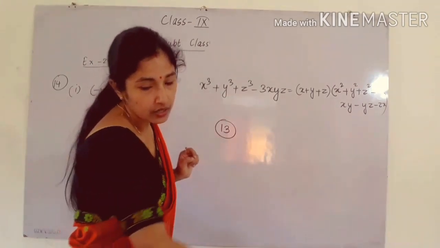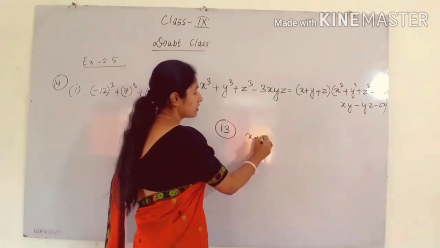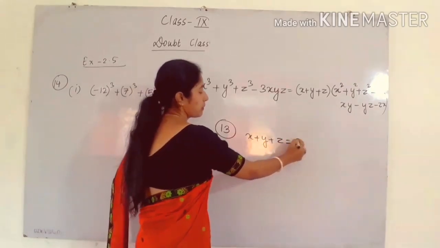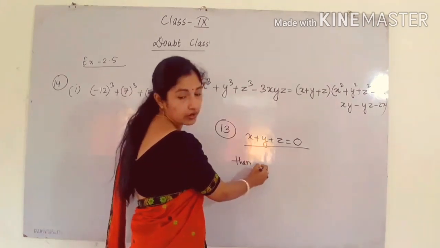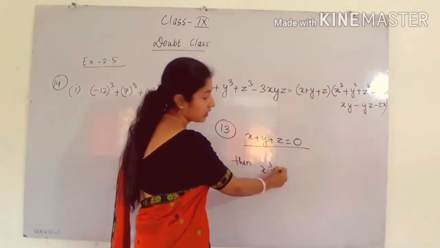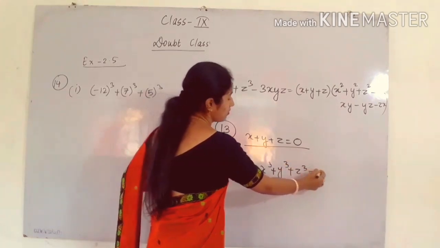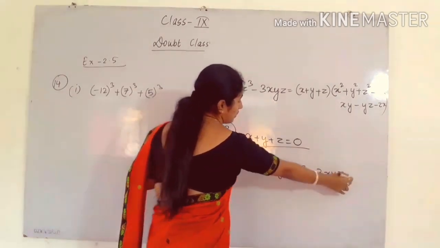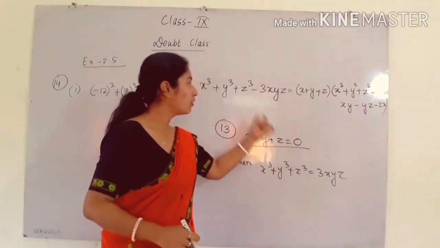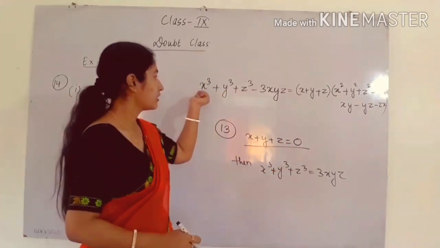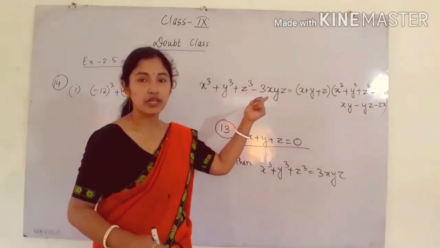The question is, if x plus y plus z is equal to 0, then you have to prove that x cube plus y cube plus z cube is equal to 3xyz. You have to prove it. Okay. So see here, if this is equal to 0, and already you know we have this formula of x cube plus y cube plus z cube minus 3xyz.